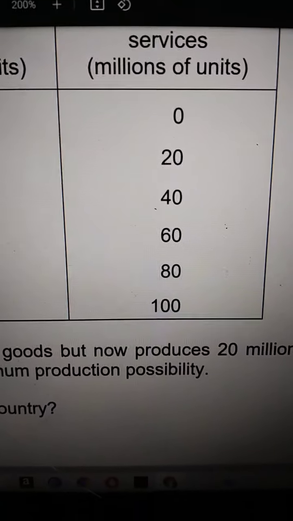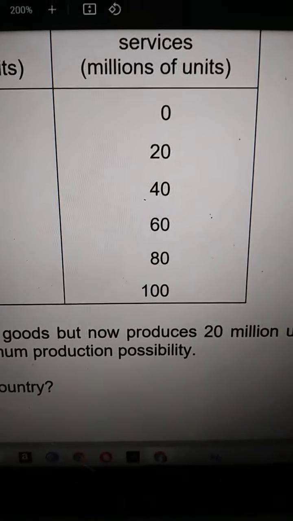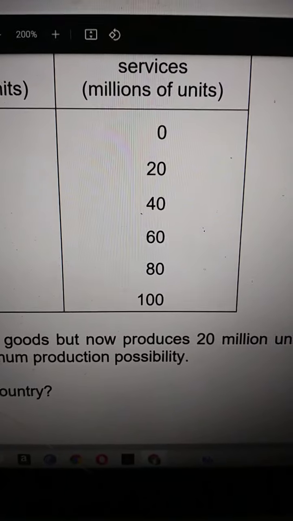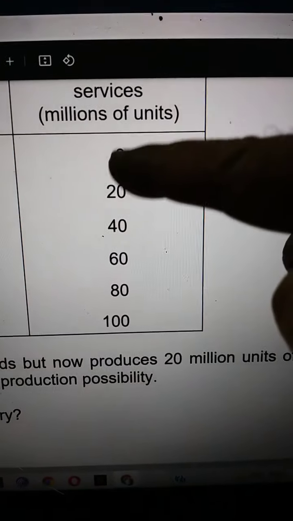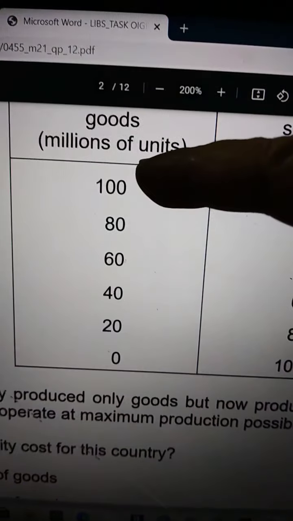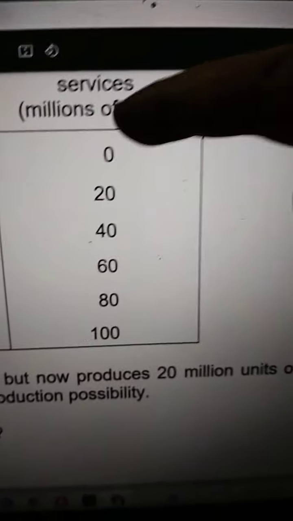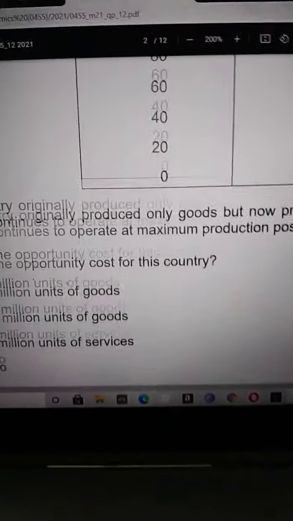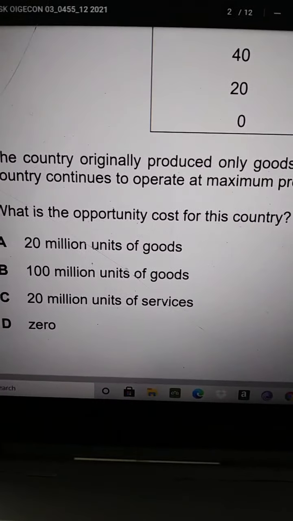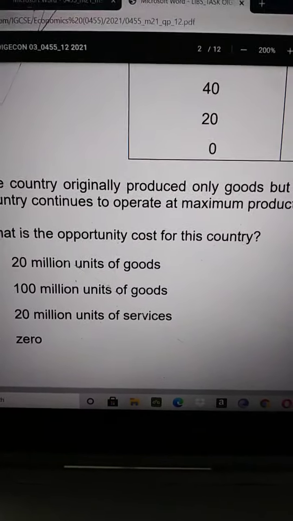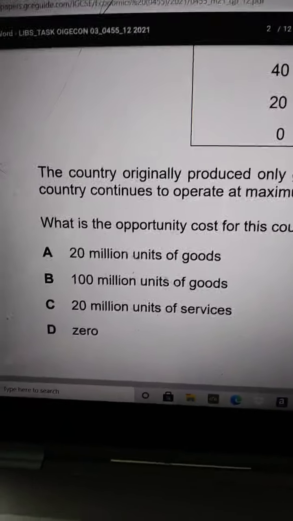But now, as they have shifted their production, producing some of the services as well, from 0 till 20, what is the opportunity cost basically of doing this? From 100 to 80 million of goods in order to produce 20 units of services. So in the answer, if you can see option A, what is the opportunity cost for this country? 20 million units of goods in order to produce 20 million units of services. So the answer is A.